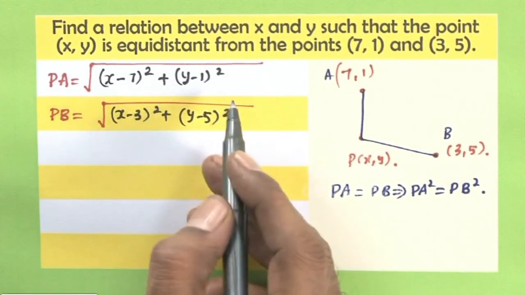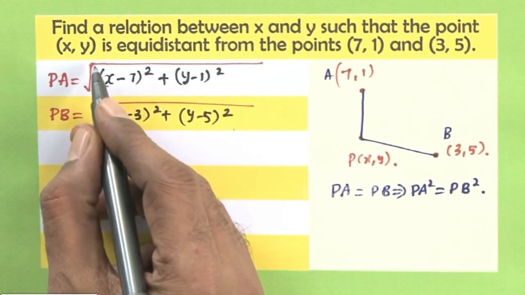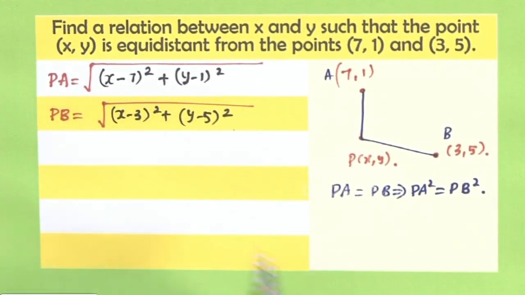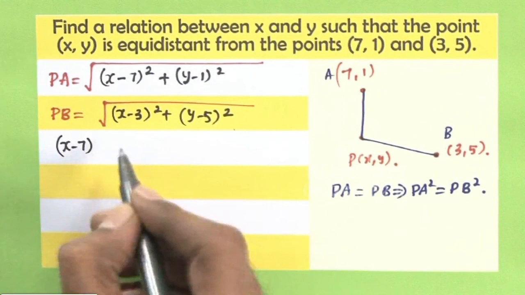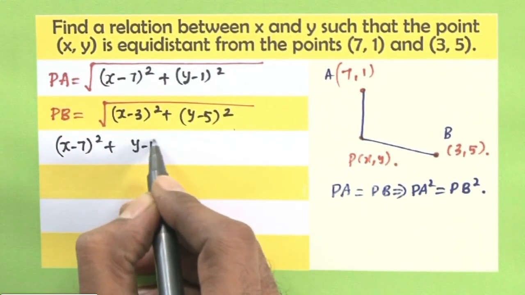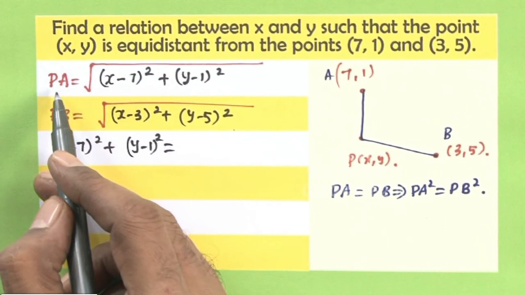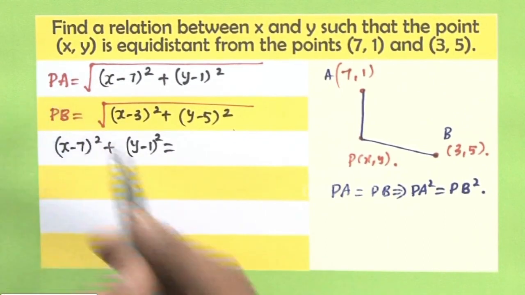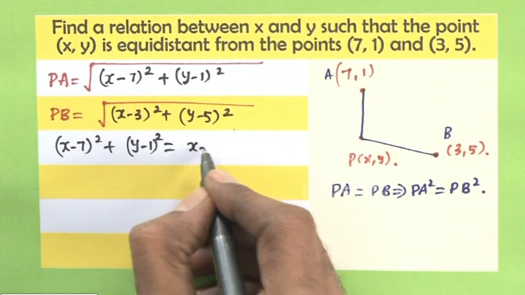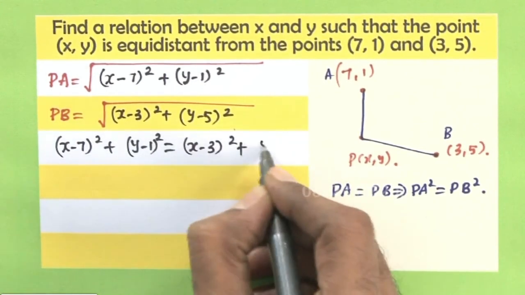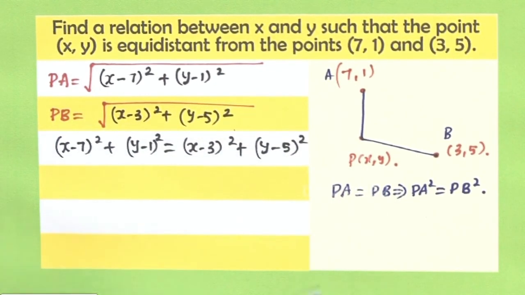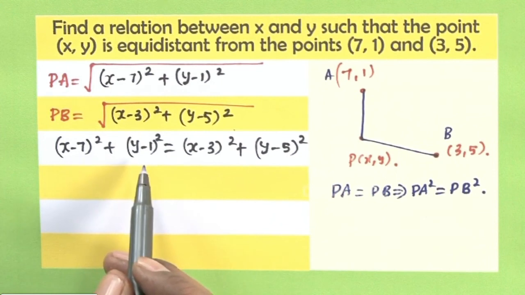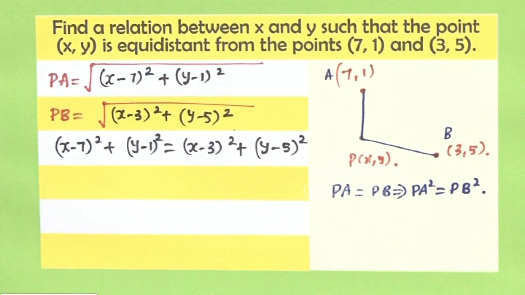Now let us equate both. So if I square, no doubt the square root will cancel. Then what is left out, dear students? You can say this is x minus 7 whole square plus y minus 1 whole square. That is obtained by squaring PA. We got PA square. And that should be equated to PB square. That is x minus 3 whole square plus y minus 5 whole square. So now we have got x minus 7 whole square plus y minus 1 whole square to the left hand side, x minus 3 whole square plus y minus 5 whole square to the right hand side.